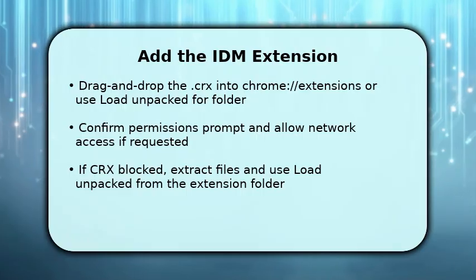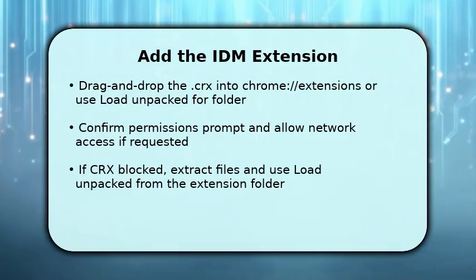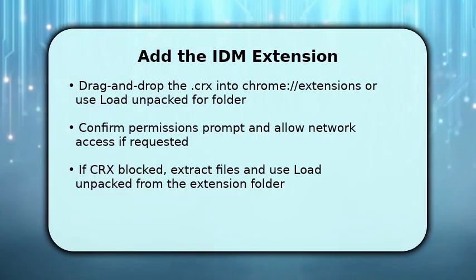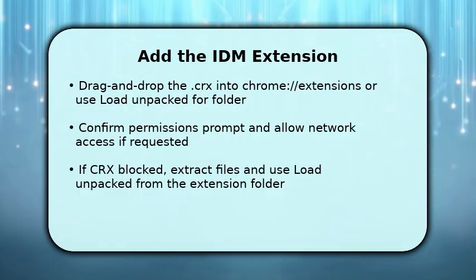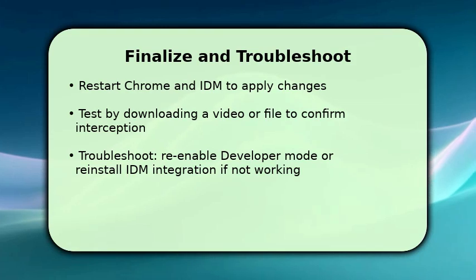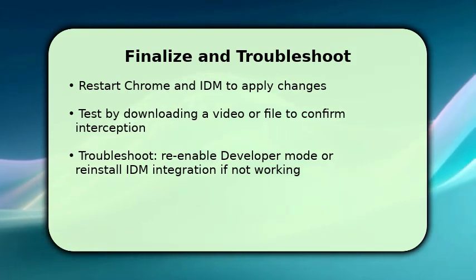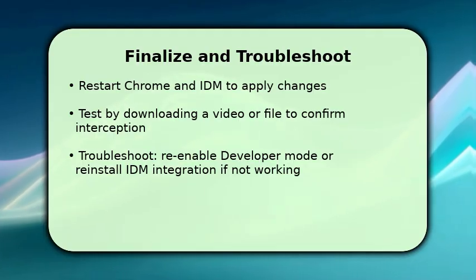Make sure the extension is toggled on in Extensions once active, and finish by restarting both Chrome and the IDM application so the connector initializes. Then test with a known downloadable link or video page. IDM should prompt to capture the download.